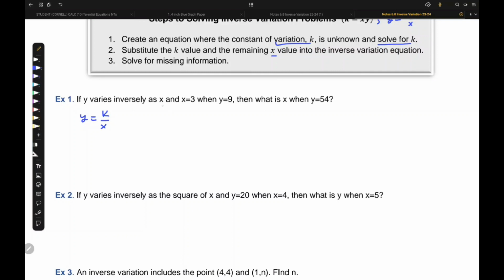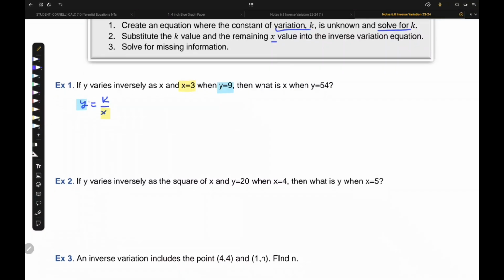And so then they say x equals 3 and y equals 9. So all we're going to do is change our x to 3 and our y to 9, and plug these values in. And we're going to have to solve for k. They don't tell us we have to, but that's part of these inverse variation problems. So 9 is equal to k over 3. We're solving for k, so I'm going to multiply both sides by 3, and we end up with k is equal to 27.